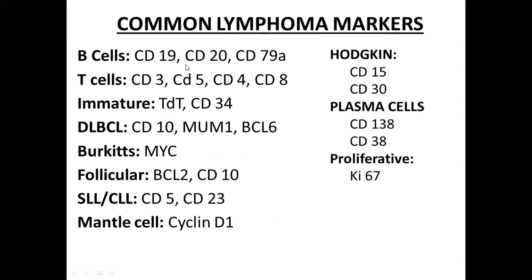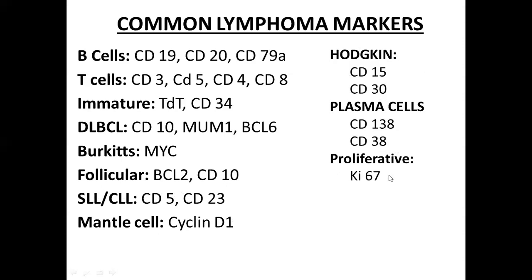You will do a CD20 to confirm whether it's a B-cell lymphoma. You do a CD5, you do a cyclin D1. If it's positive for cyclin D1, it falls in. If it is negative, then you think about other possibilities. So we tend to use these markers in a panel fashion. And of course, Hodgkin lymphoma has different markers. For Hodgkin lymphoma, we tend to use CD30 and CD15 because Reed-Sternberg cells tend to be positive for these two, and plasma cells are CD138 or CD38.